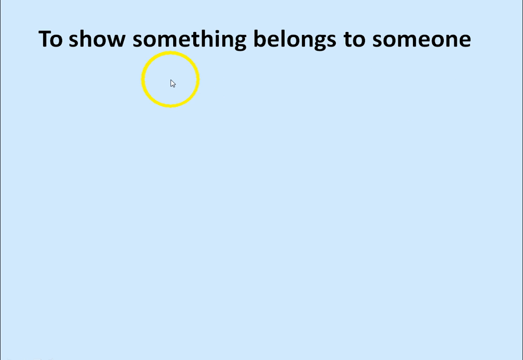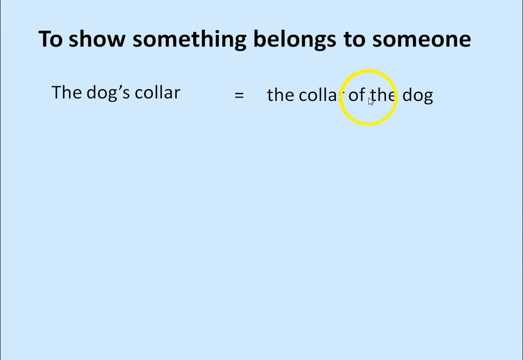One of those two ways is to show that something belongs to someone. So in an example like this, the dog's collar, we know of course that the meaning of that phrase is that the collar belongs to the dog. So we put the apostrophe after that particular word, dog. If you're not sure of when to put the apostrophe before or after the S, just ask yourself the question, who does the collar belong to? And the answer is the dog, so we put the apostrophe after that word.